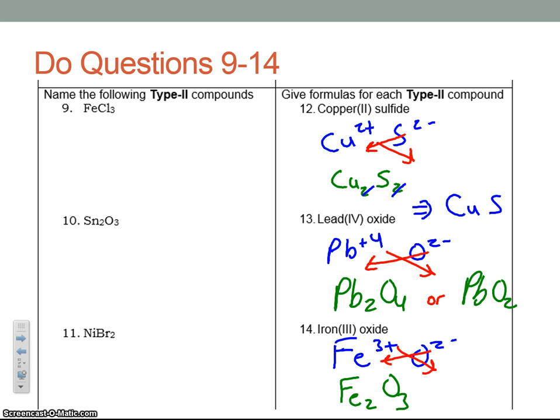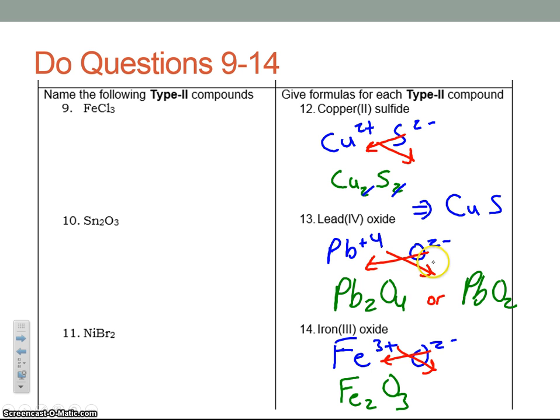Okay, here are the answers to 12 through 14. I'm going to go over 9 through 11 here in a minute. But 12 through 14, I'd like to just point out a few things. First of all, on number 12, the fact that you have to simplify. So you get Cu2S2, but I got to simplify that.